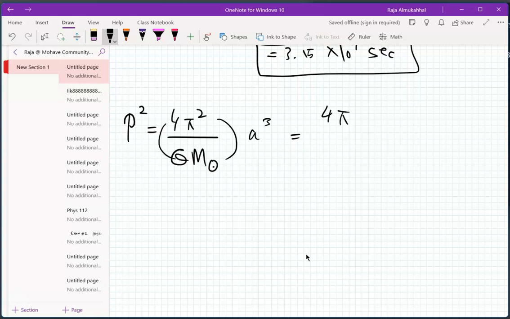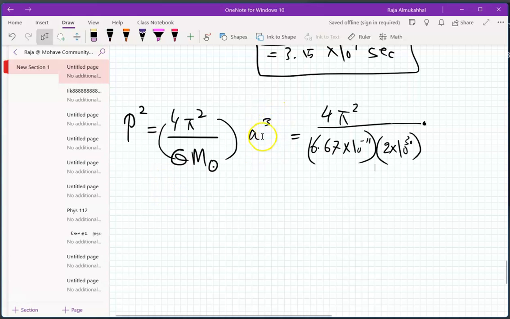So we have 4 pi squared divided by G, which is 6.67 times 10 to the negative 11, times the mass of the sun, 2 times 10 to the 30. All of that multiplied by the radius of the Earth around the sun, as you know, is 1.5 times 10 to the 11, quantity cubed. You see what I'm saying?